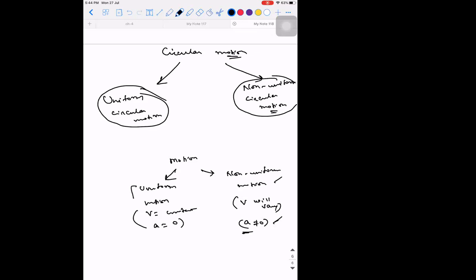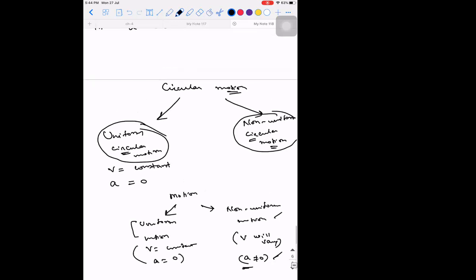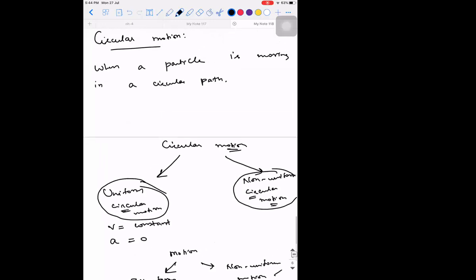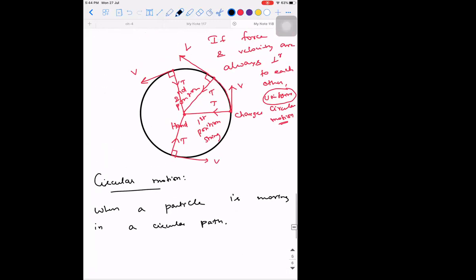Between uniform and motion, there is a term circular involved in it. Then what do you think a uniform circular motion will be? Its velocity is constant and acceleration is 0. If there is any doubt, let me know. Is there any doubt? No, sir. But here I have to tell you one important point.